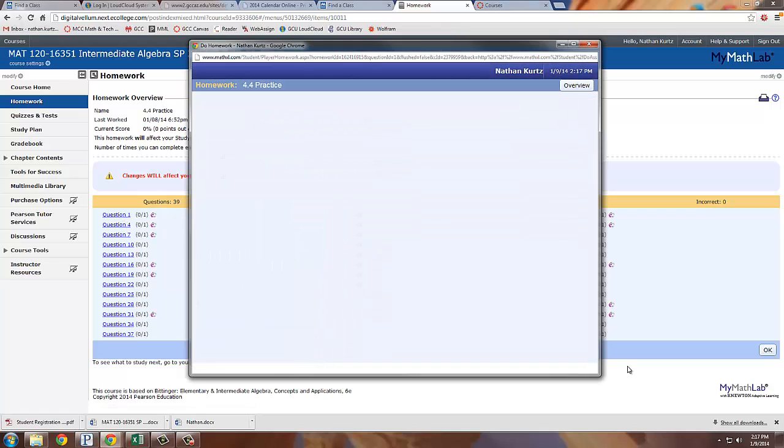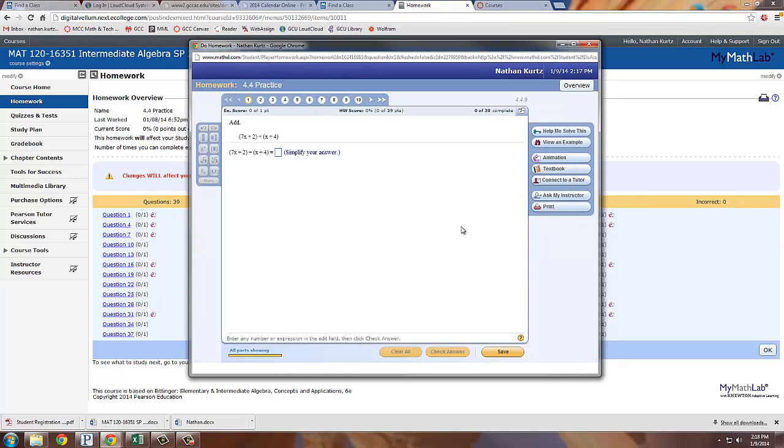When I click on any one of these particular problems, and I can go through them as I will, you'll see it's the exact same type thing right here. It's the same problem, but look at all these different things over here. All these different things over here are learning aids. So let's go over them one by one.